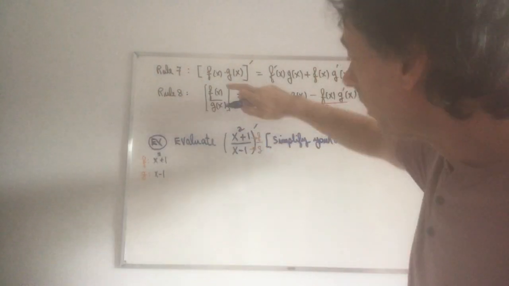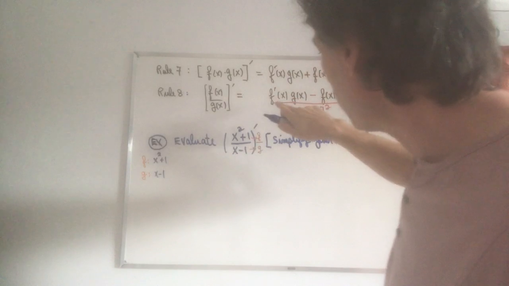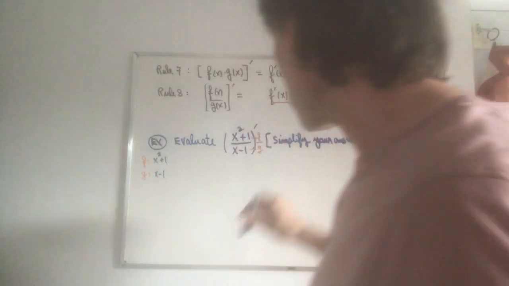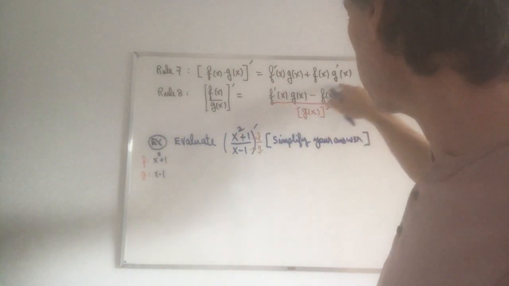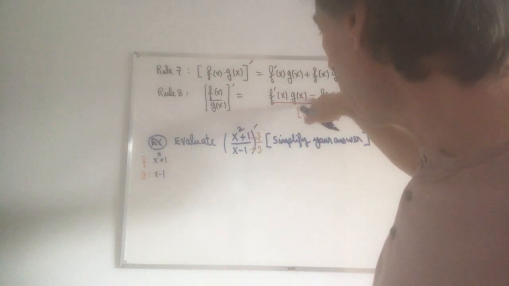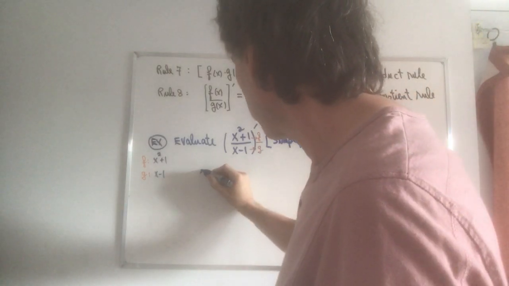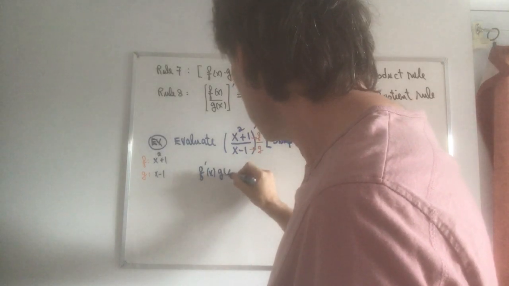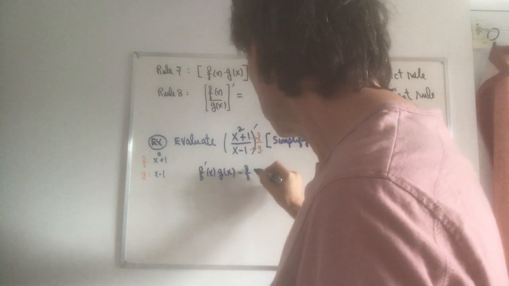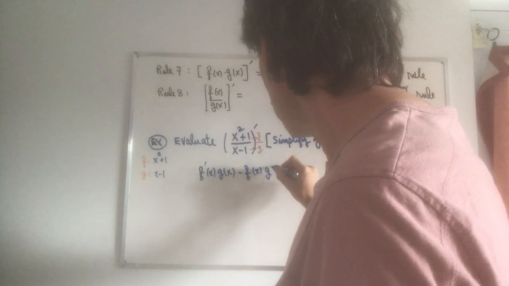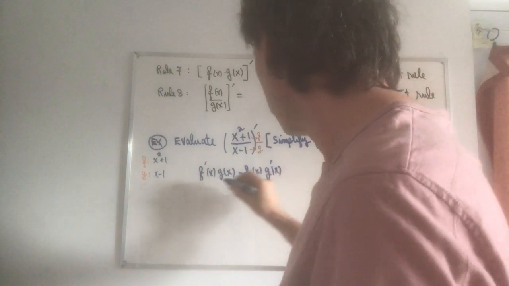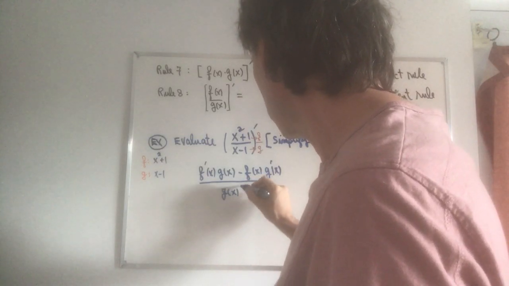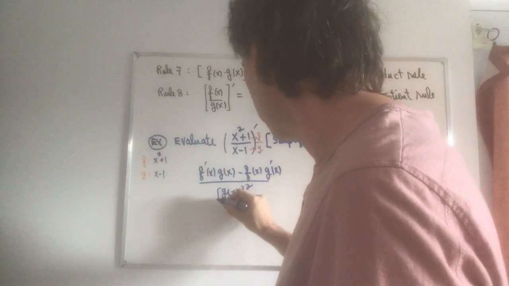And then we can apply the formula. F over g all prime is all this. So what's all this? Well, all this is f prime g and f g prime, just like the product rule, but a minus in between, right? So why don't I write the formula? So f prime g minus f g prime, all of that over g all squared.